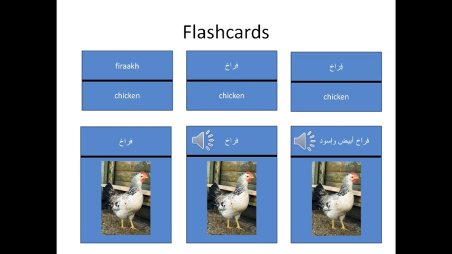So flashcards are something that you're probably familiar with. However, there are some flashcards that are better than others. If we look at these 6 examples of flashcards, you can see the first one has farah written in English letters and then chicken on the other side. Second one has it written in Arabic. The third one has it written in Arabic with the vowels. But all of these have it with the English translation underneath.